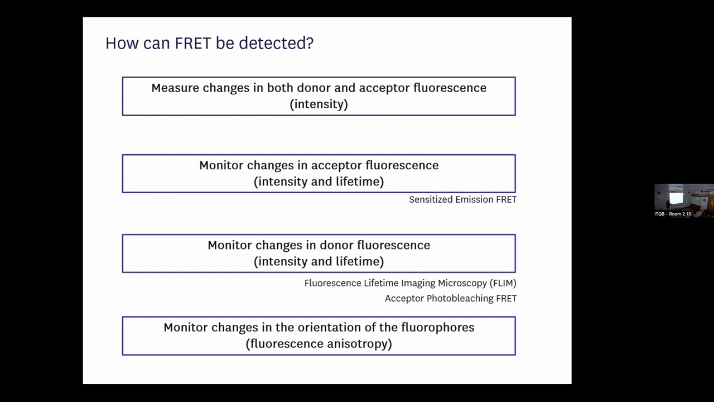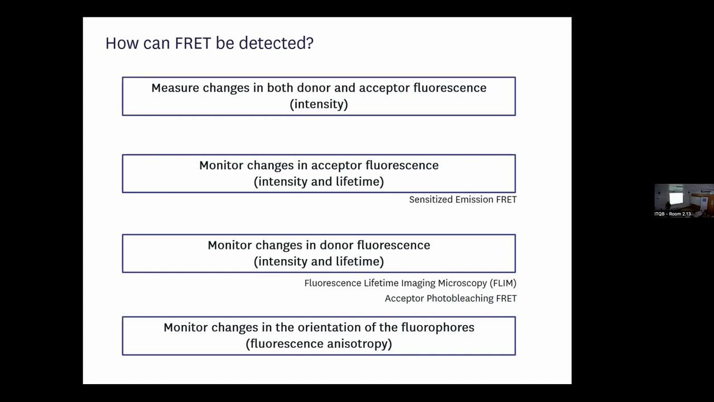I told you that the electron in the excited state spends a few nanoseconds there. We can actually measure that. I'm going to show you how. We can monitor changes in the donor fluorescence, also intensity and lifetime, also in the orientation, in the anisotropy. We're not going to go into that, but we can also look at the polarization of light and understand whether we have a FRAP or not. I'm going to show you three techniques that you can use to look at FRAP: sensitized emission, acceptor photobleaching, and fluorescence lifetime.